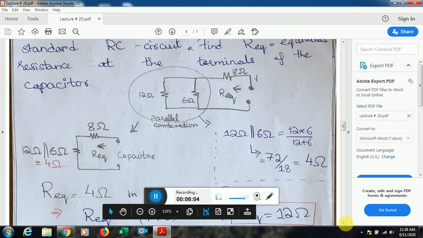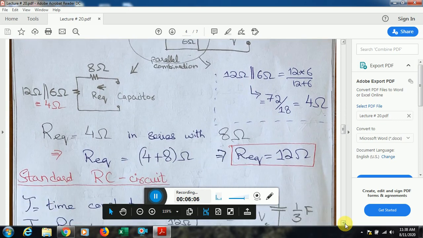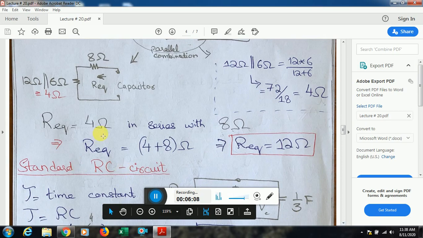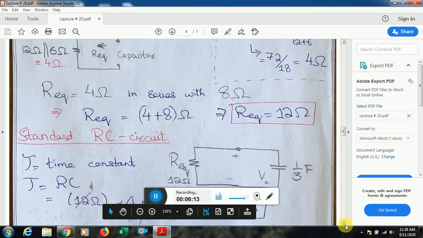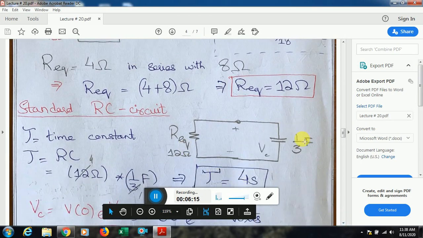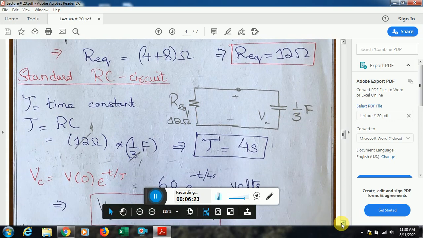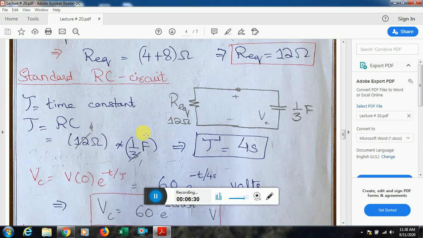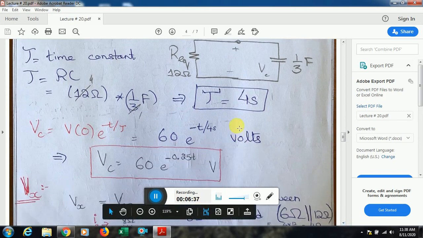Now this 4 ohm is in series with this 8 ohm. Taking the equivalent resistance, we get to know that 4 ohm in series with 8 ohm becomes 12 ohm. So now the standard RC circuit is R equivalent in parallel to the capacitor. So it is 12 ohm in parallel to this capacitor value, which is already given as 1/3 of a farad. Now the time constant is equal to resistance value into the capacitor value. Resistance is 12 ohm in the standard RC circuit and capacitor value in this circuit is 1/3 farad. We get to know that tau is equal to 4 seconds over here.